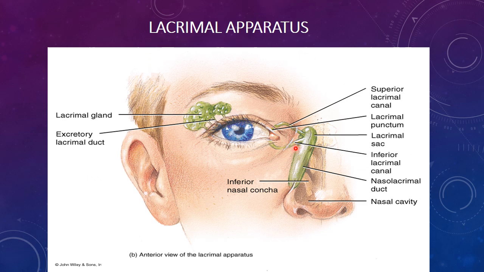So here is the lacrimal apparatus, in which there is the lacrimal gland, which is located here in the lacrimal fossa at the lateral aspect of the roof of the orbit. These lacrimal glands secrete watery lacrimal fluid, which is the tear. So the main bulk of the tear is actually from these lacrimal gland secretions.